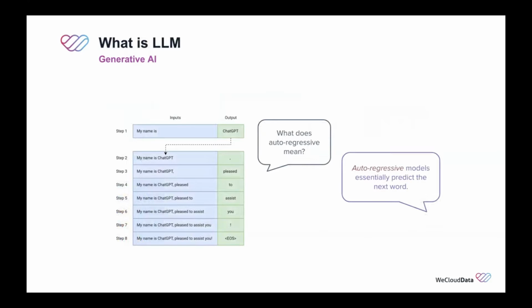So what is a large language model or LLM? The most popular LLMs out there today are autoregressive models, which are basically just next token predictors.